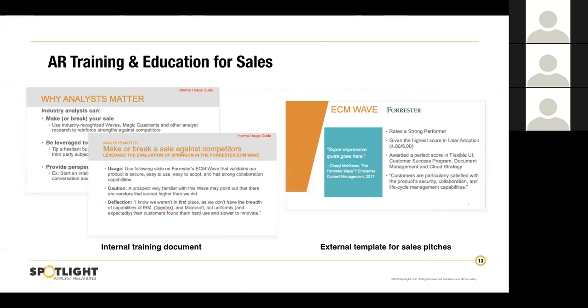Over on the right-hand side, they've also provided external templates for sales pitches. It's a library of reference slides that can quickly be cut and pasted into sales decks, talking about performance in Waves, performance in Magic Quadrants, and quotes that matter. So it's a single source, a super easy reference guide sitting on the sales portal that can be used over and over again. We've seen more than one customer use this, and it's really a good way to stay in front.